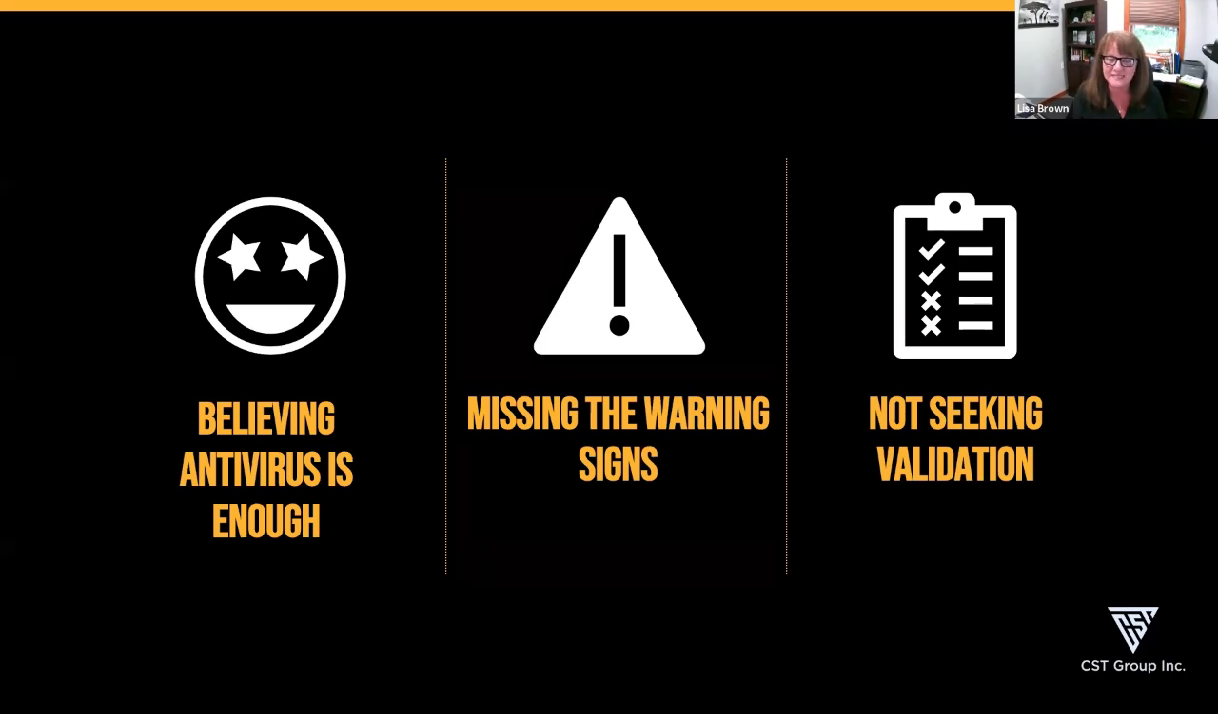The second one is missing the warning signs. You are all given kind of clear warning signs of some stuff that you should be watching for. I'm going to lay that out for you today, so you'll be able to identify that. And then not seeking validation. We want to make sure that there's checks and balances happening with regards to what your IT firm or your IT staff are doing, versus testing it out, right? So we're going to provide you with some information on that today.